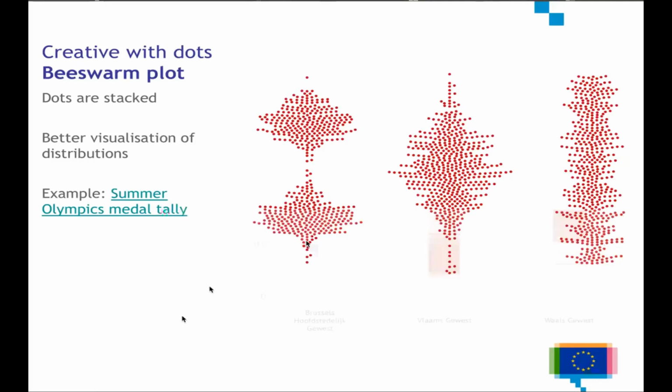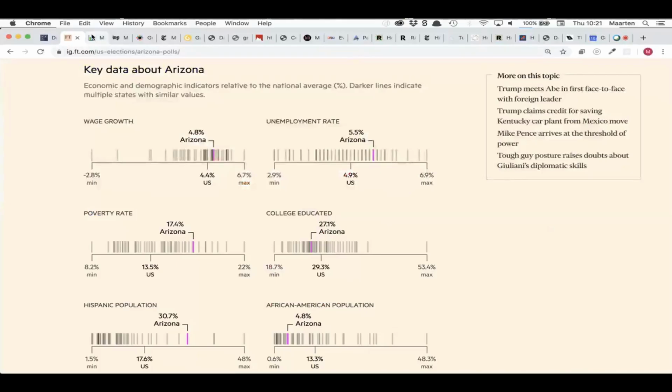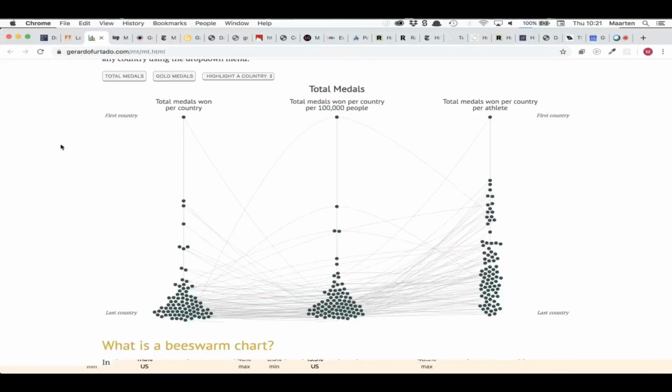I also have a real-life example of these beeswarm plots to illustrate how they work. What you are looking at are the medal counts for the Olympic Summer Games in 2016, and each dot represents a country. The first beeswarm plot on the left represents total medals won per country. The one in the middle is per 10,000 people, and the one on the right is per athlete.